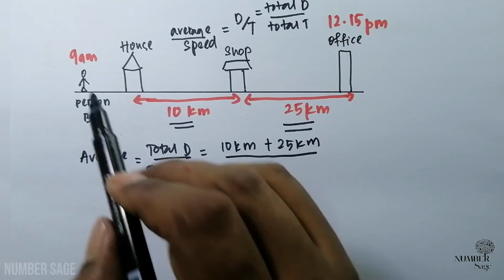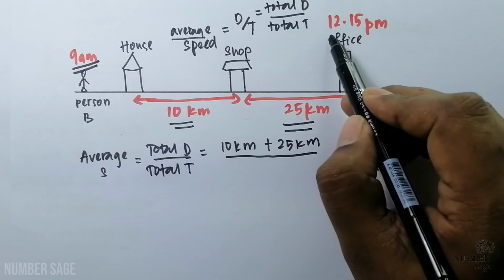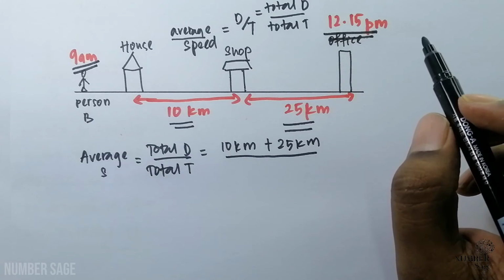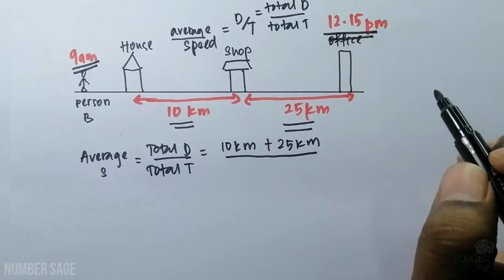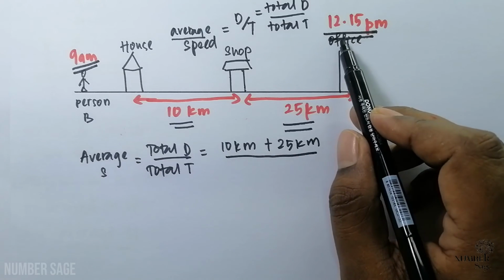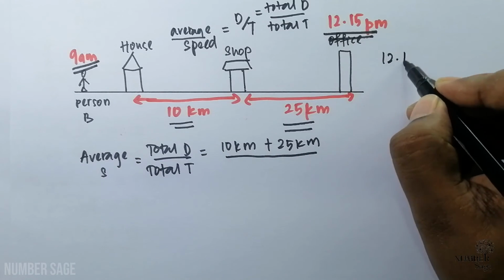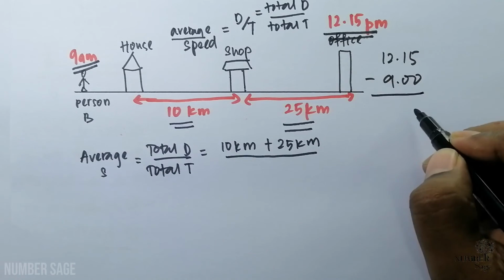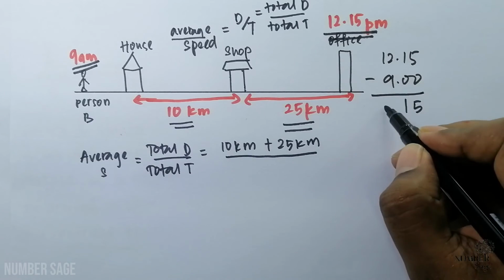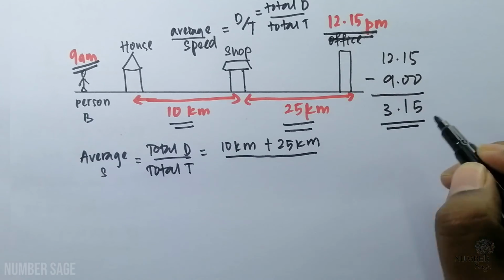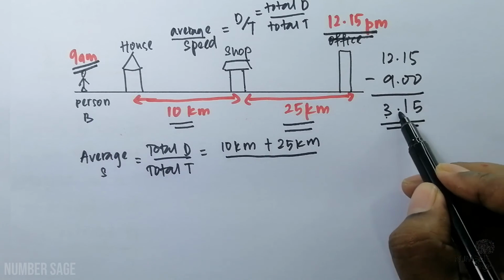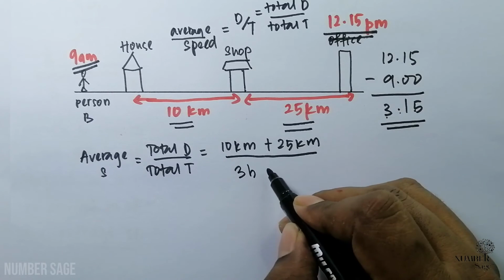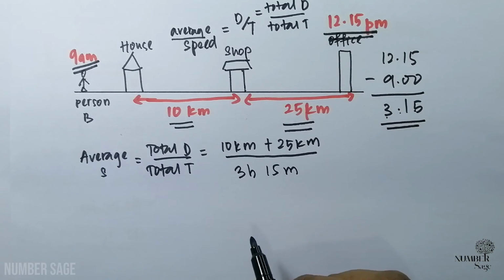In this scenario, he started his journey at 9 a.m. and he completed his journey at 12:15 p.m. The difference between these two will give us the total time taken from house to office. So 12:15 minus 9. So the total time taken for the entire travel period was 3 hours and 15 minutes.